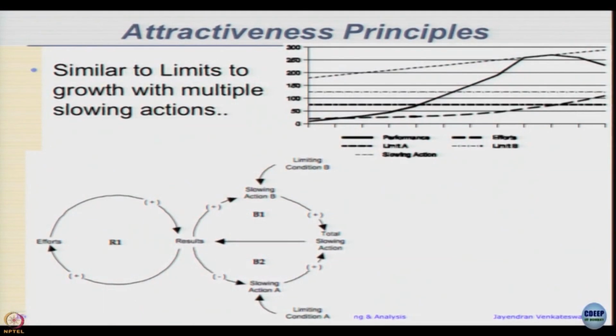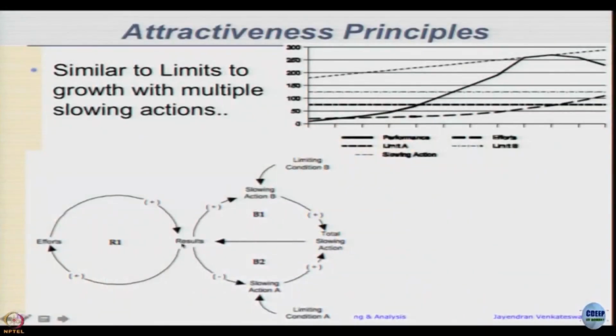One is called the attractiveness principle, similar to limits to growth, but with multiple slowing actions. It is not just one activity which slows things down, multiple things may come in parallel to limit your growth. So, when things go bad, multiple things get attracted to that, and both are going to affect the end results within our system. That is what is captured in this attractiveness principle archetype. More discussion on this is written up.